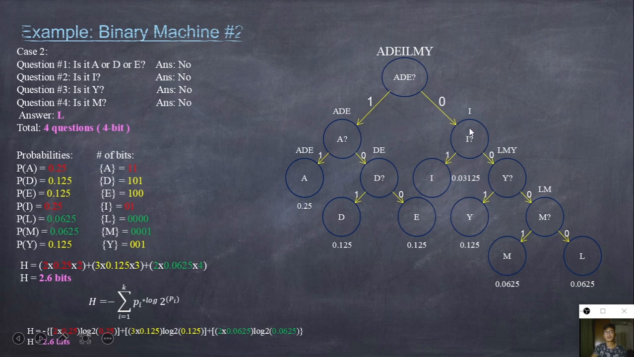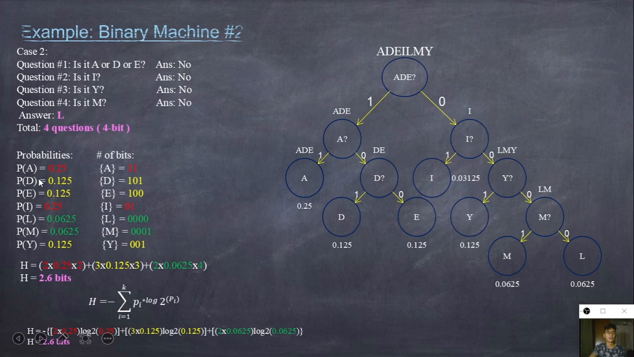The procedure is the same as in example number 1, which is 0.5 for the first level, divided into 2. So the second level is 0.25, and the last level is 0.0625. So the answer is L. The total number of questions is 4, so it has 4 bits of questions. The probability for A is equal to 0.25, as shown in the binary machine.